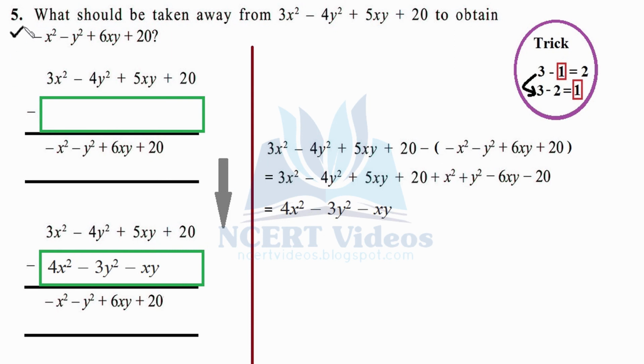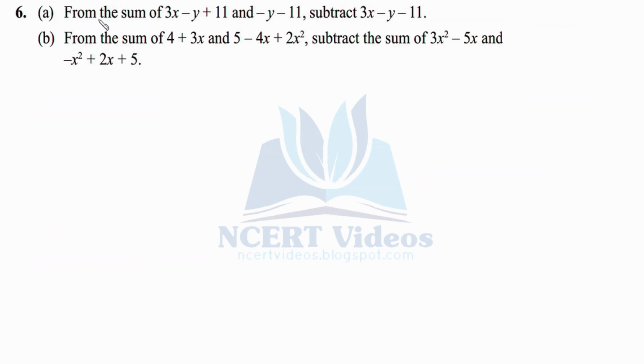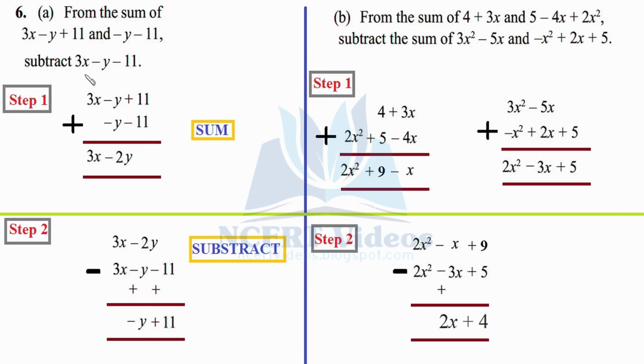That's fifth. Sixth, A. From the sum of 3x minus y plus 11 and minus y minus 11, subtract 3x minus y minus 11. B. From the sum of 4 plus 3x and 5 minus 4x plus 2x squared, subtract the sum of 3x squared minus 5x and minus x squared plus 2x plus 5. Here we have to perform both operations. So the first part is from the sum of, that is we have to add them first of all, and then whatever will be the answer, we have to subtract this thing from its sum.